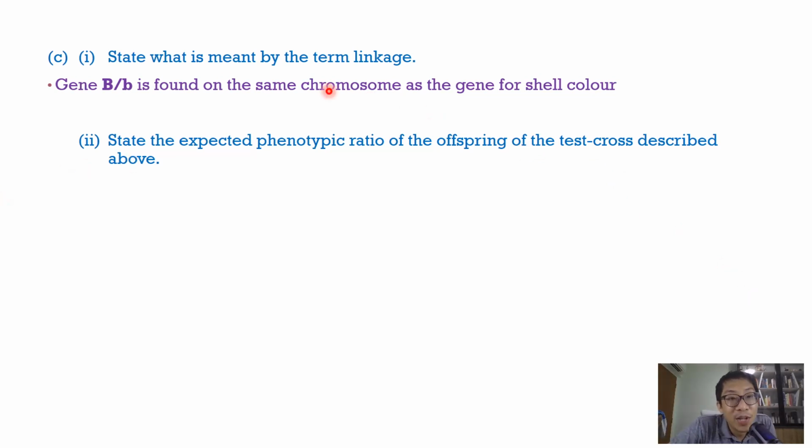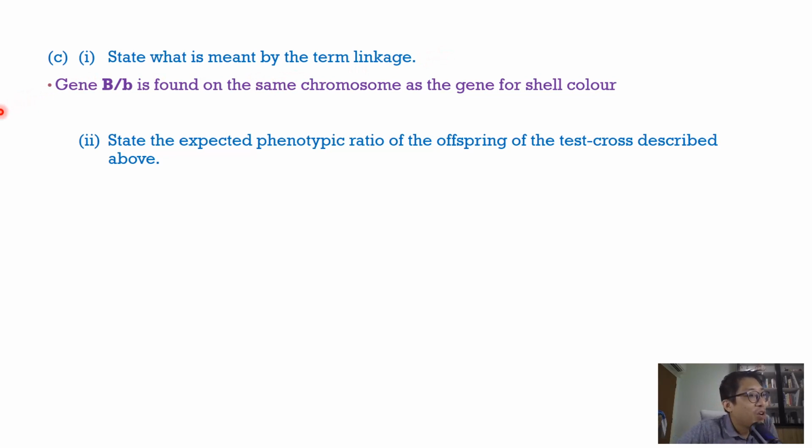Because there are no marks given for the question, that's why it's a very short answer here. But if there are more marks given, then you can mention the lack of independent assortment. All these are features of linkage, so you can mention all those as well. But the gist is that the two genes are found on the same chromosome.